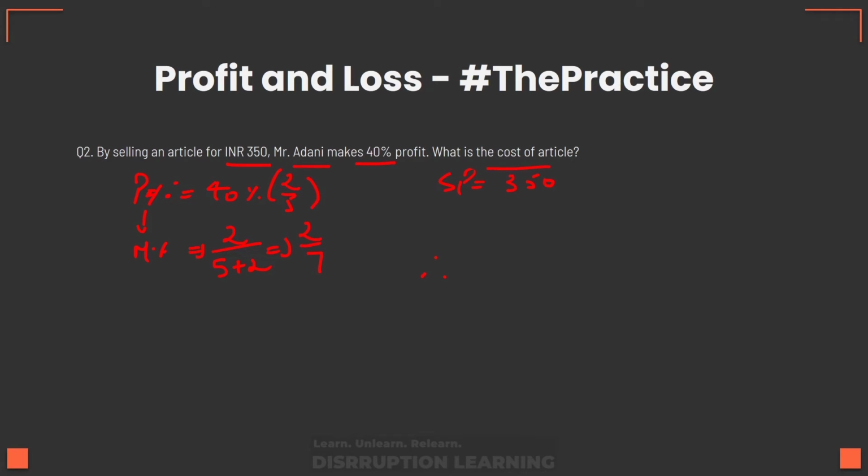So the margin would be 350 into 2 by 7, right? And this would turn out to be 100. So now I know the SP, which is 350. I know the margin, which is 100. So CP would be SP minus the margin, which is 250 rupees. Another very easy question, probably the easiest application of the formulas that we have learned, and I hope everyone knows how I get to the margin percentage from the profit percentage, right? So let's move to the next question now.